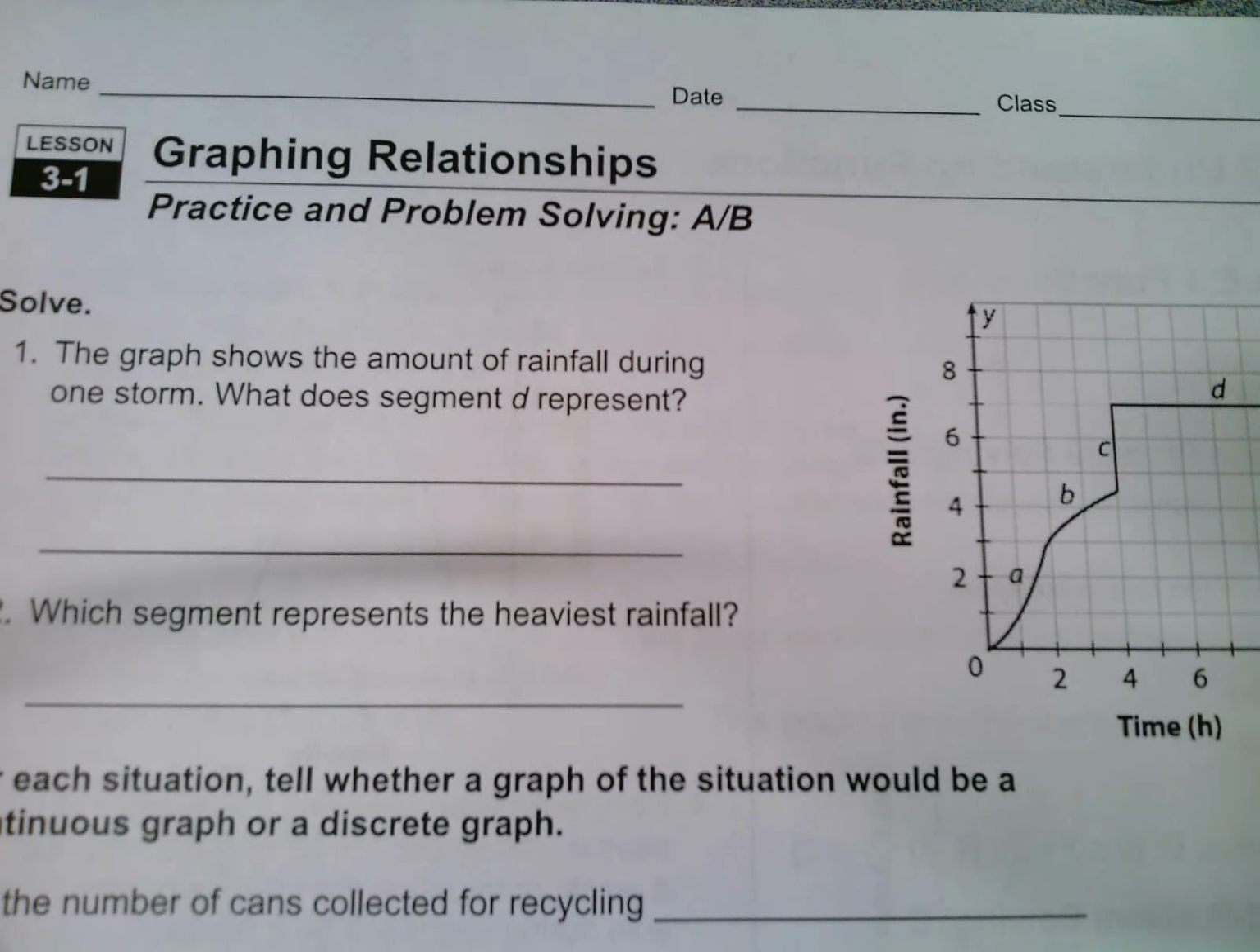All right, so we are talking about graphing relationships and situational graphing. If the graph on the right shows the amount of rainfall during, I suppose it's just one storm, what does segment D represent? Let's first think about how we measure rainfall. Does anybody know what we do to actually measure rainfall? Allie, can you explain it to us?